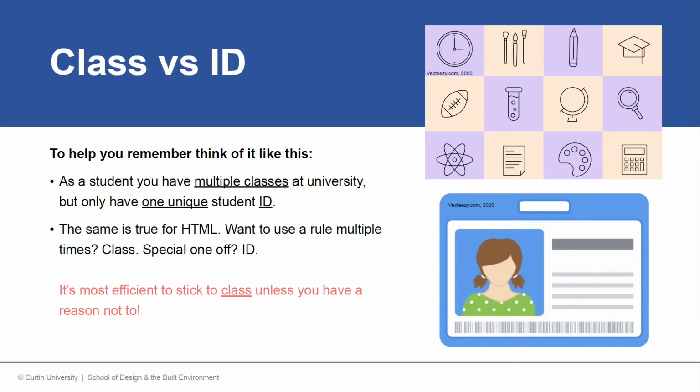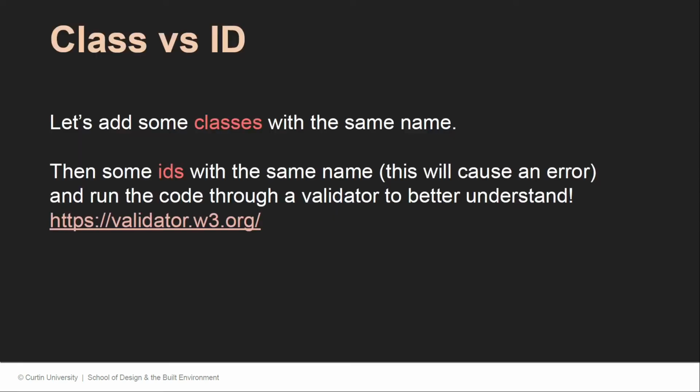As I said, it's most efficient to stick to class unless you have a reason not to at this point. So here again, you may want to pause the video and work through the class and ID video lecture so that you understand how classes and IDs work. Make sure you open up this validator here so that you can test and see just how strange IDs can get if we have multiple ones per page.